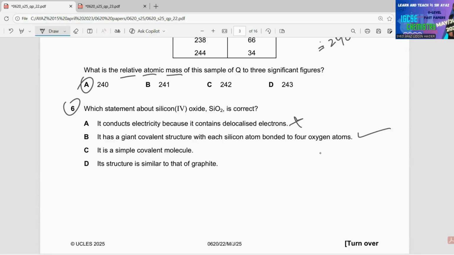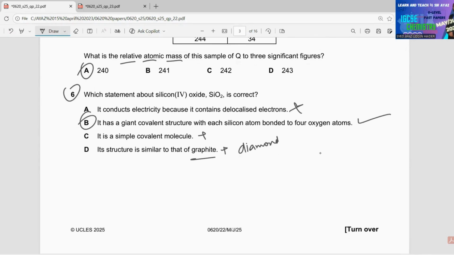For your convenience, I'm checking the other statements. C, it's a simple covalent molecule. It's wrong. D, its structure is similar to that of graphite. This is also wrong because the structure is similar to diamond, not graphite. So B must be the right answer for MCQ number 6.